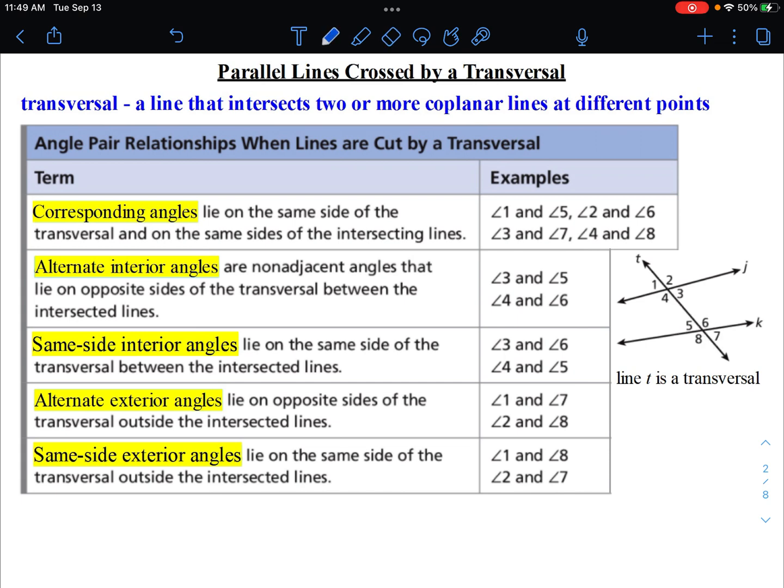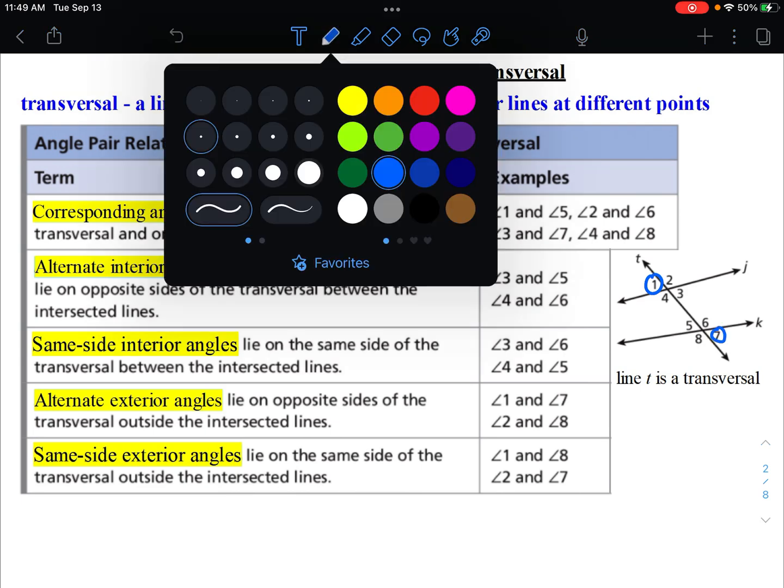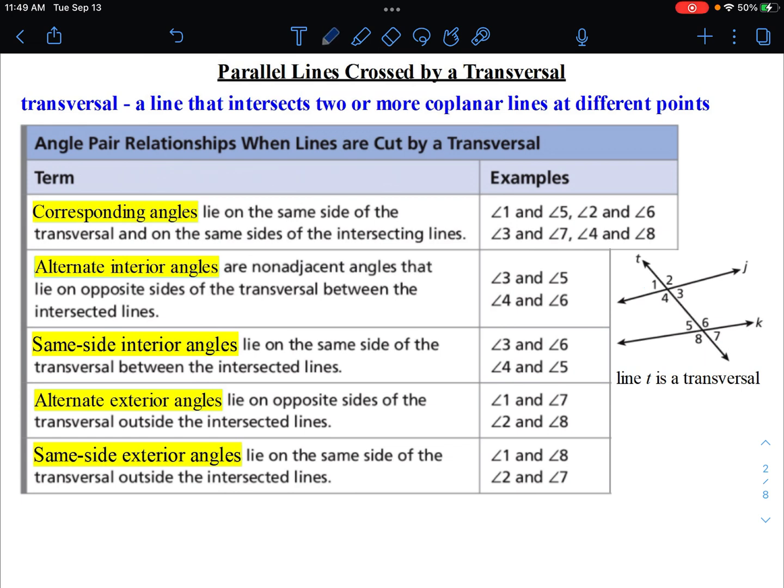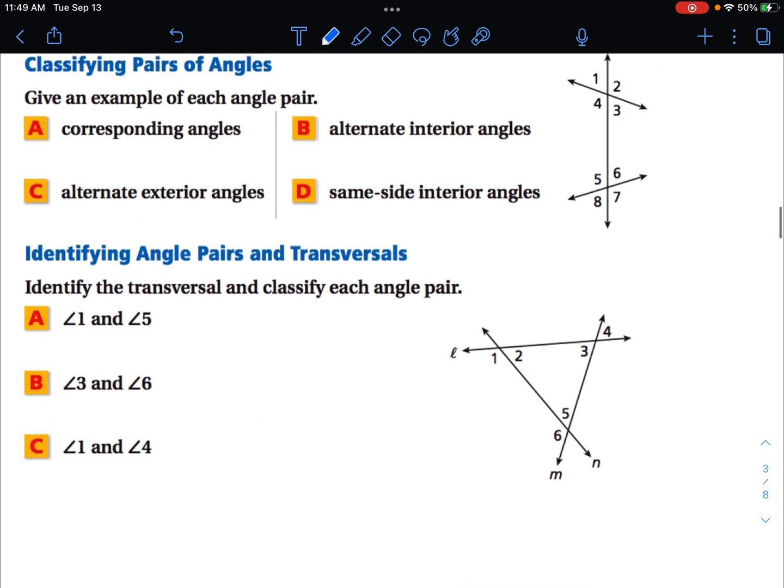And you can do the same thing with exterior. So you got alternate exterior angles like 1 and 7 or 2 and 8. They're alternating sides of the transversal and the exterior. And then, of course, same side exterior would be like 1 and 8. They're on the same side of the transversal and they're both on the exterior. So that's just kind of a little lesson on what these angles are called. We'll talk about their relationships here a bit later. But I just want to make sure we're okay with that.